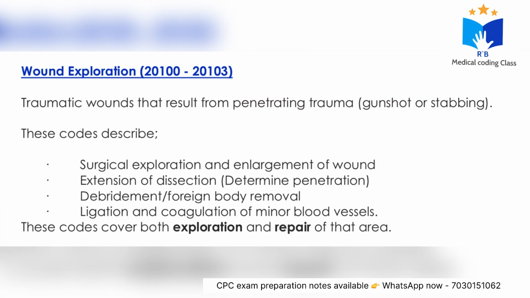Then next point, wound exploration. Code range between 20100 to 20103. These codes are described by surgical exploration and enlargement of the wound, extension of dislocation, debridement and foreign body removal, then ligation and coagulation of minor blood vessels. These codes cover both exploration and repair of the areas. You can read the code description carefully, that is 4 points.